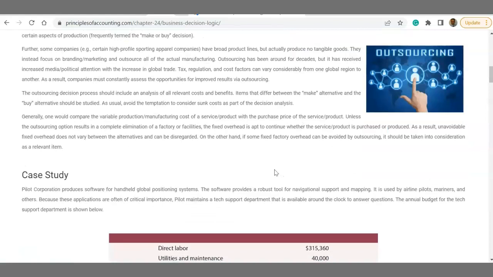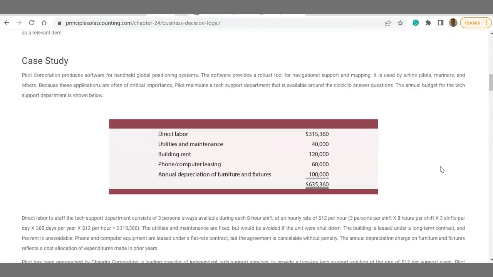So to understand that, obviously we need to get some numbers here. So let's go to this case study. Pilot Corporation produces a software for handheld global positioning system, GPS. The software provides a robust tool for navigational support and mapping. It is used by airline pilots, mariners, and others. Because these applications are often of critical importance, Pilot maintains a tech support department that is available around the clock to answer questions. So it's a customer support service.